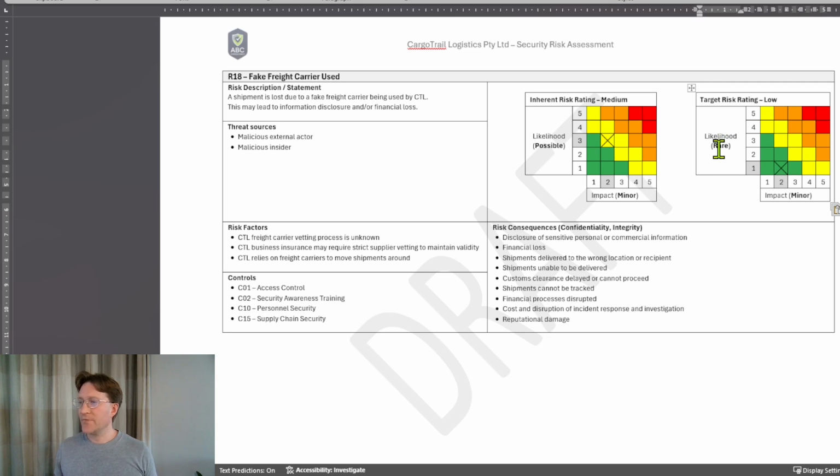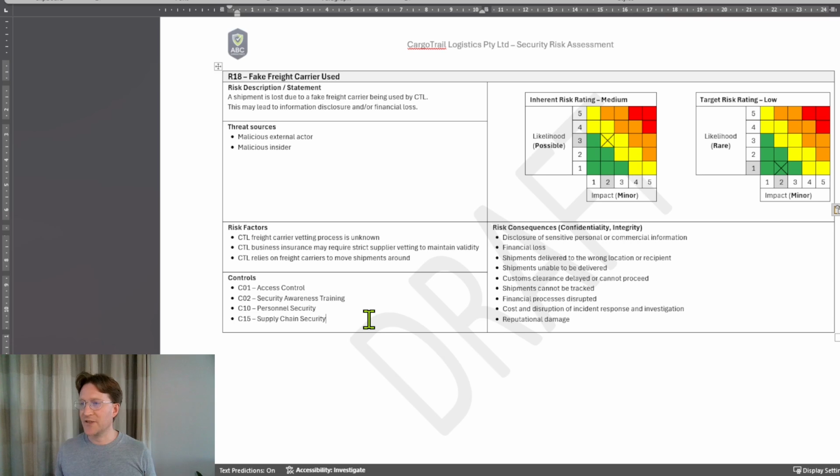The likelihood is being reduced because we're reducing who has the ability to make approvals for using particular freight carriers. We're using awareness training to make sure employees are more wary of scams like this. We're using personnel security to control who has the ability to make these decisions, who is in the role. We want to make sure it's someone who doesn't have a criminal history, for example, or some history of fraud.